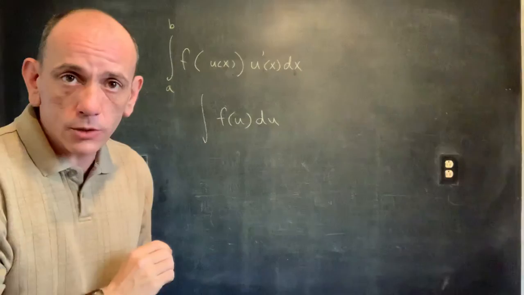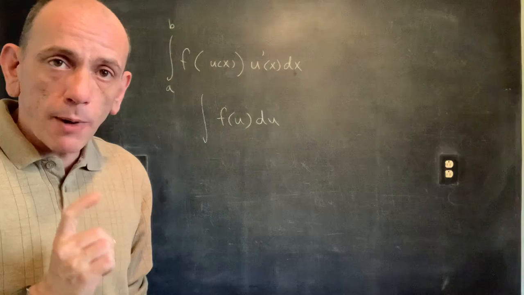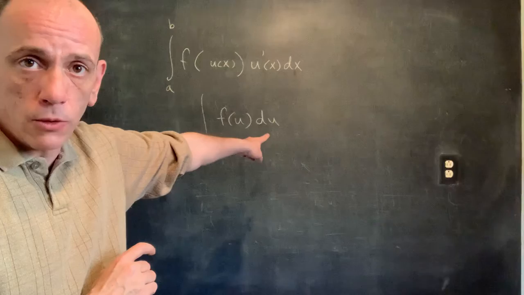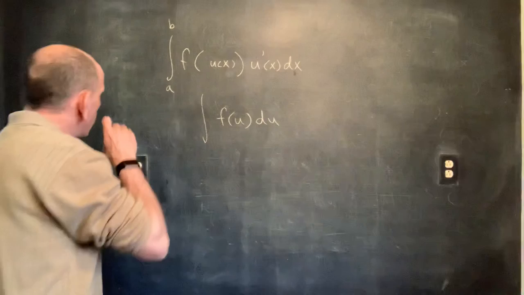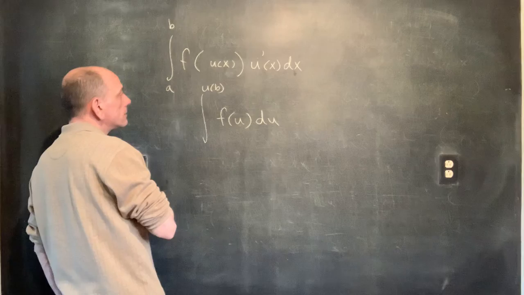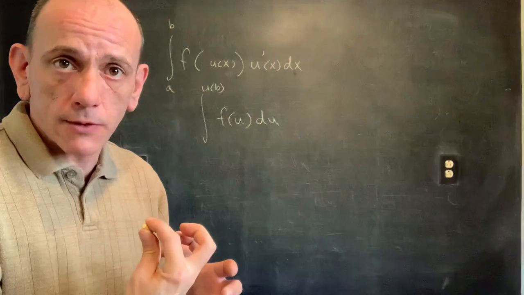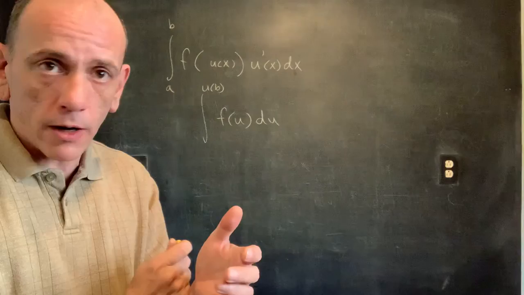then I need to change those bounds. Those bounds need to be u bounds. I'm doing everything, my integration, in terms of u. So I need to change those bounds. In other words, I'm going to take u evaluated at b. Remember, u is a function of x and that b is an x value. So I'm going to evaluate my u function at that b to get the u value there. And down here, I'm going to evaluate u at a.